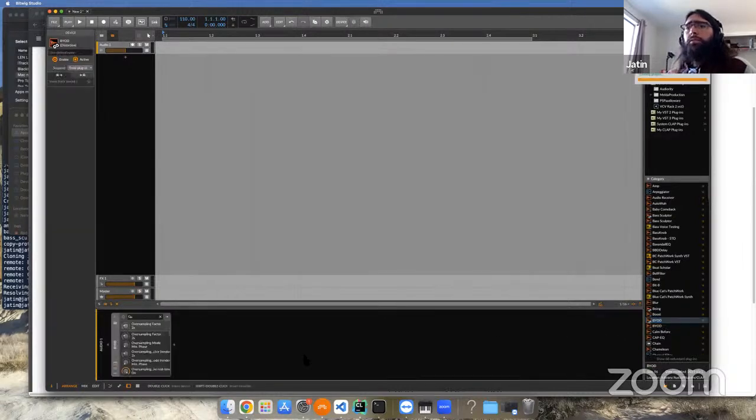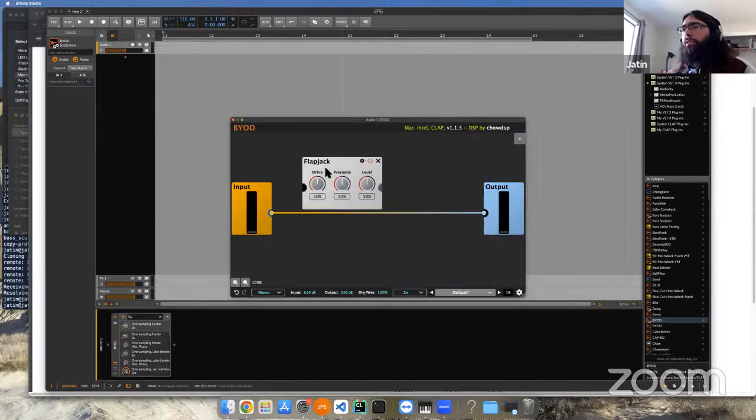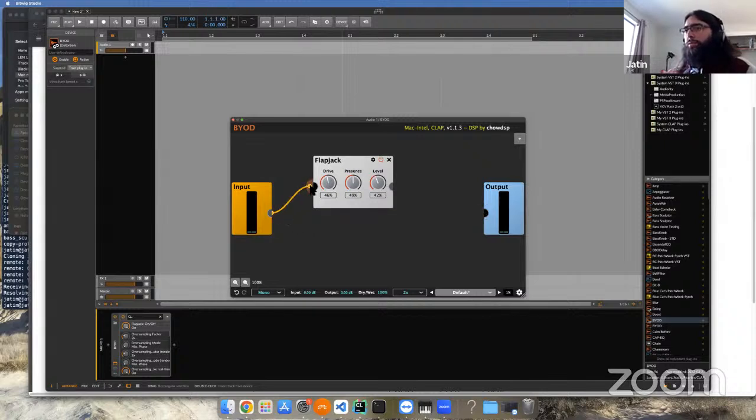So here's BYOD. And if I go into the drive menu here, there's our flapjack pedal with our parameters. Nice, that's good to see. I'm not 100% sold on these colors. Maybe we'll change those later. But yeah, that's kind of our starting point. So this is our basis for where our model is going to go.